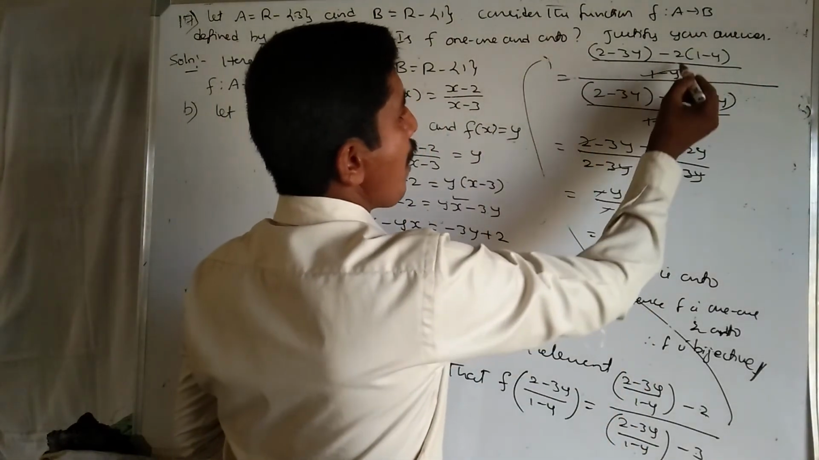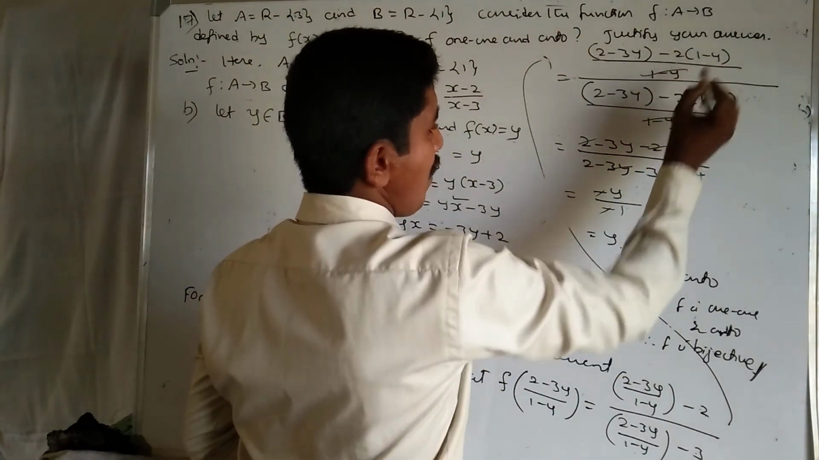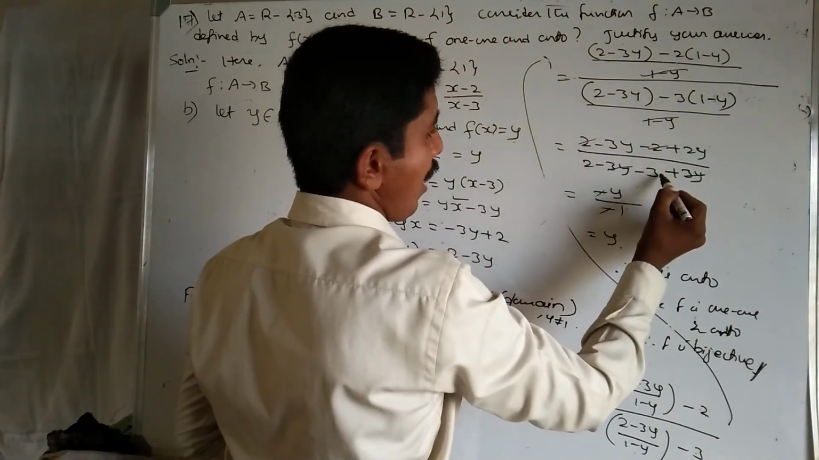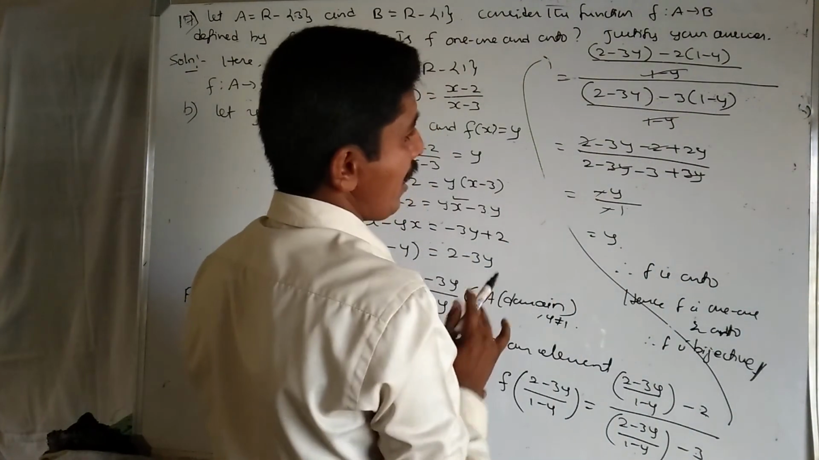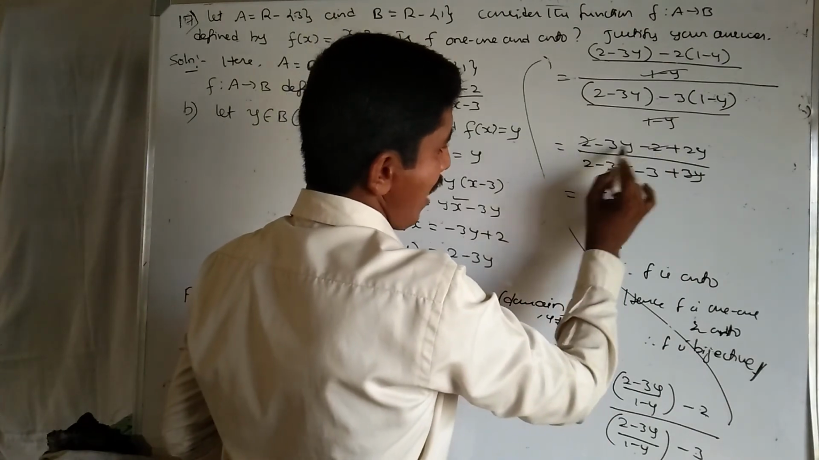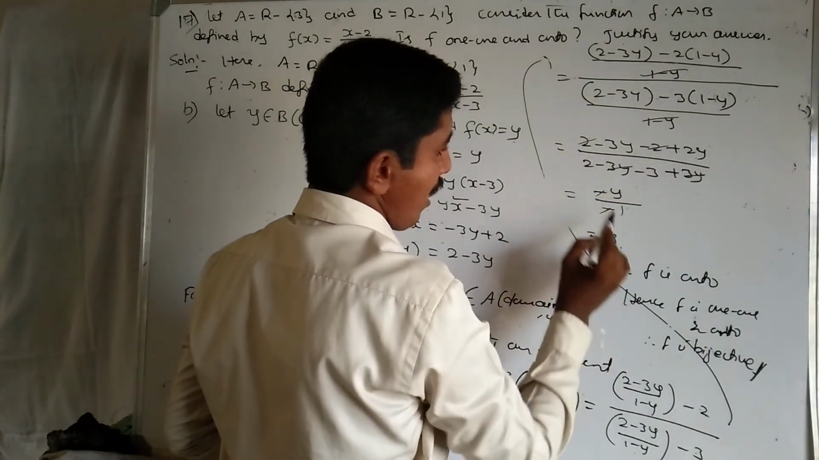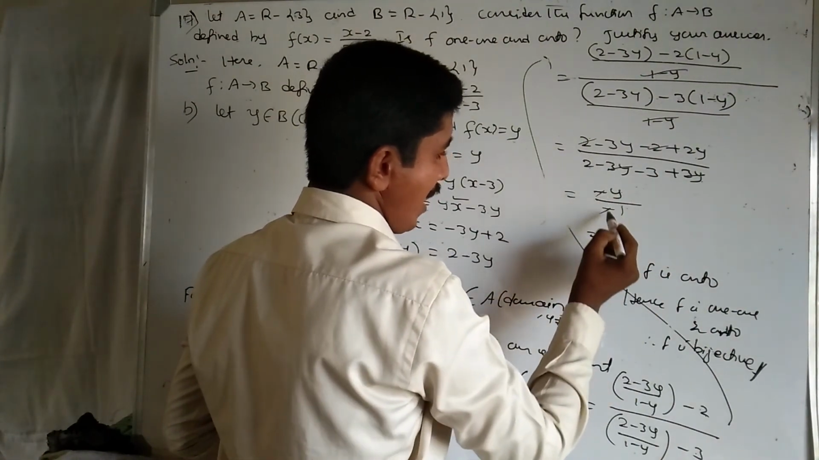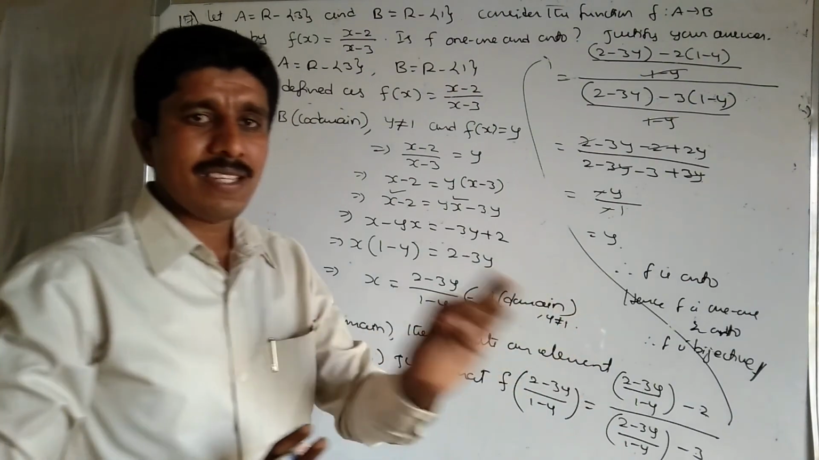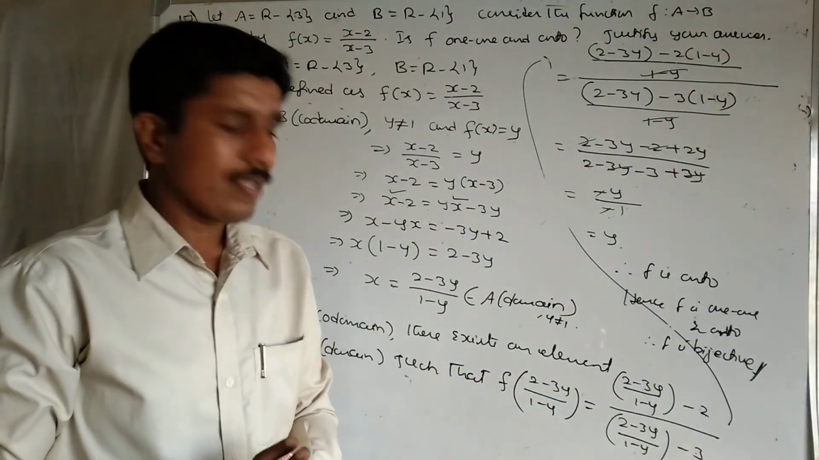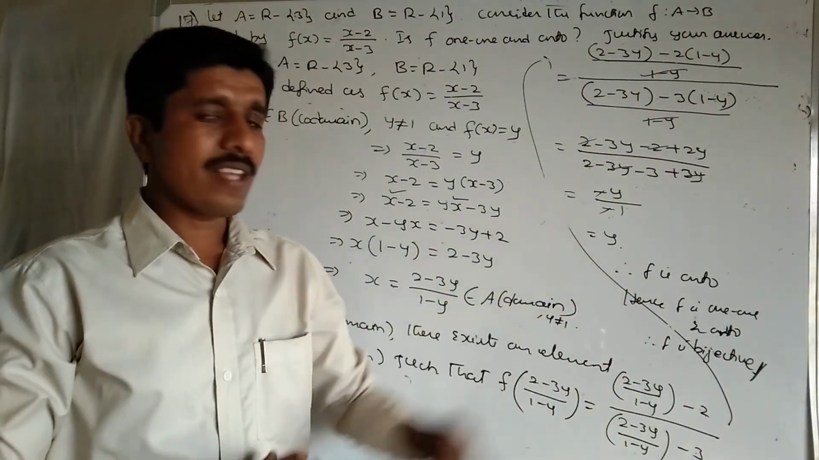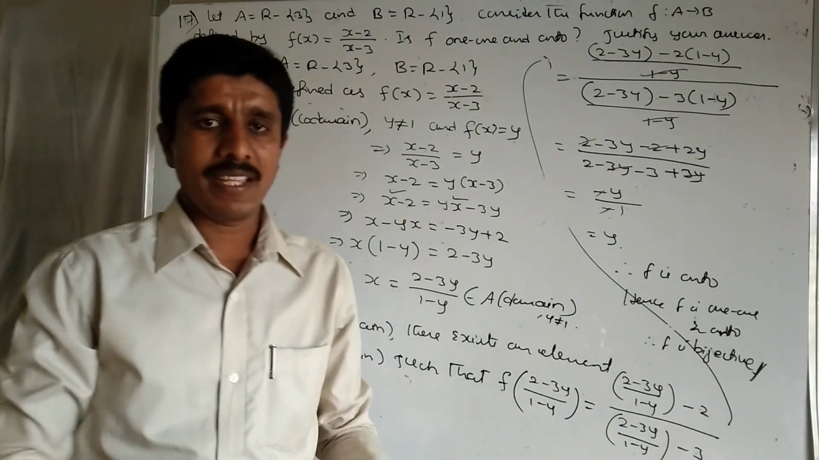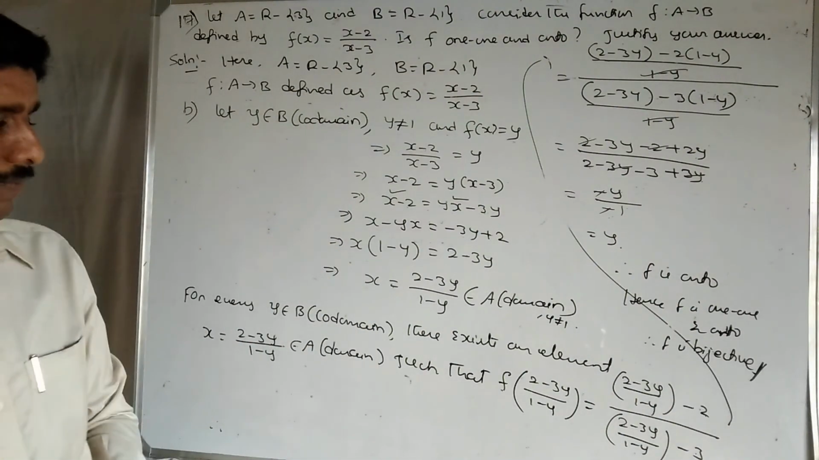2 minus 3y minus 2 into 1, minus 2 into minus y, plus 2y, divided by 2 minus 3y minus 3 into 1, minus 3 into minus y, plus 3y. 2 minus 2 cancels, minus 3y plus 2y is minus y, divided by, minus 3y plus 3y gets cancelled, 2 minus 3 is minus 1. Minus minus gets cancelled, giving y. If you get y, clearly this is onto. f of x equals y means the function is onto. Clearly it is both one-one and onto. Therefore it is bijective. Got it? Yes. Thank you.